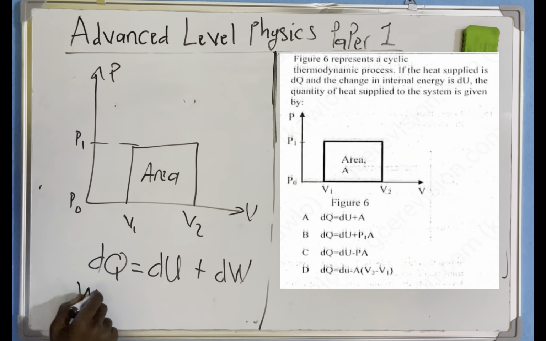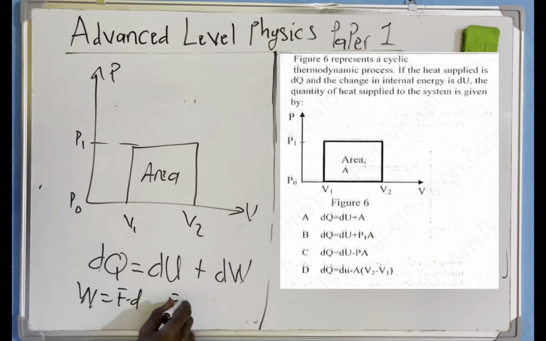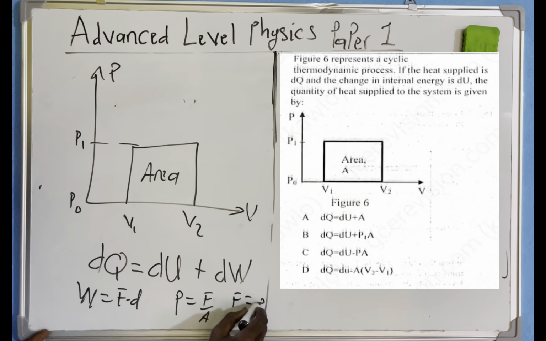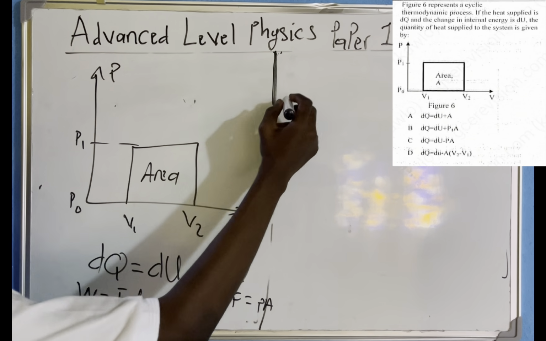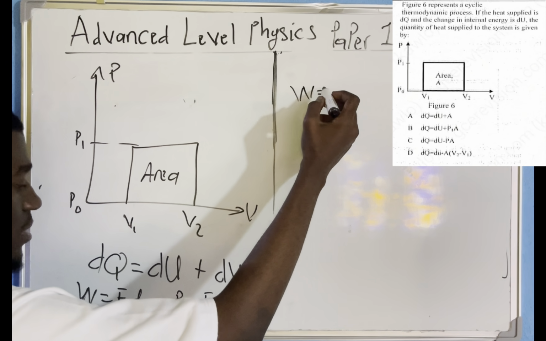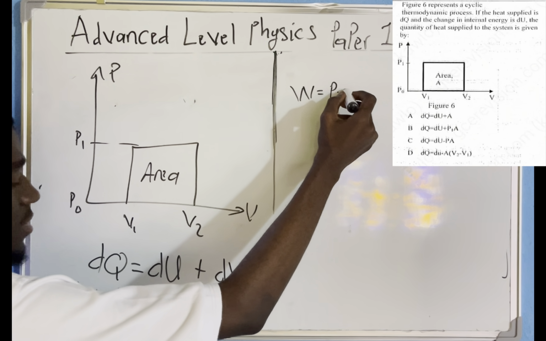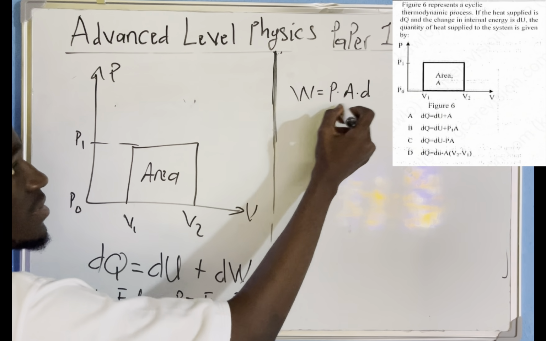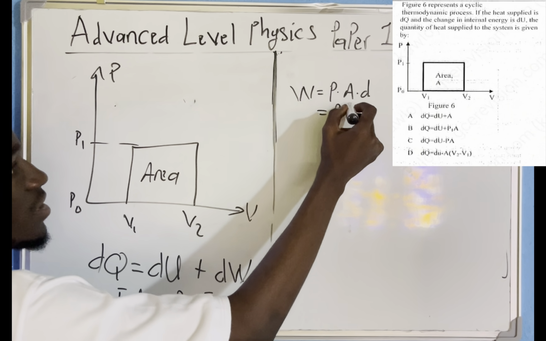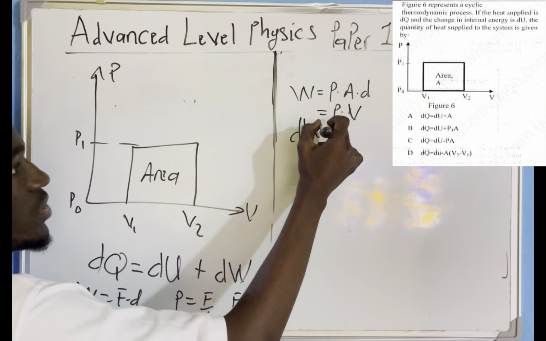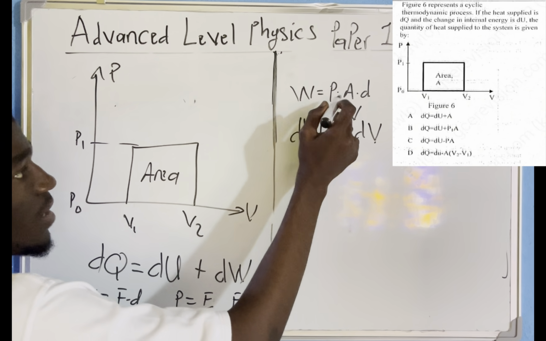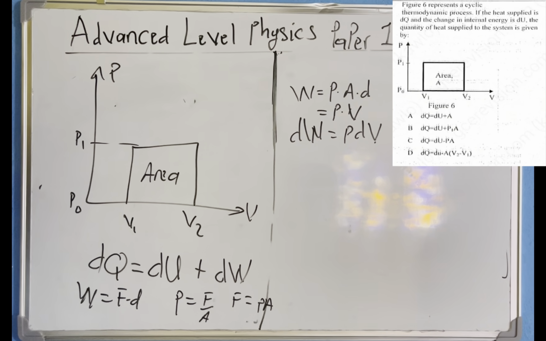Work done is normally force times distance, and pressure is force over area. Are we together? It means that force is simply pressure times area. If I replace it here, work done is simply pressure times area times d, making it pressure times volume. So if I differentiate W, I will have pressure times dV at constant pressure.